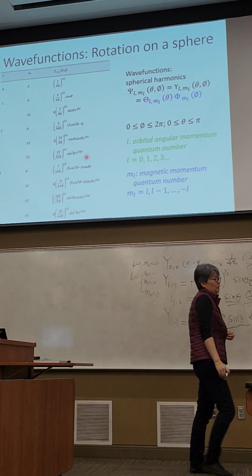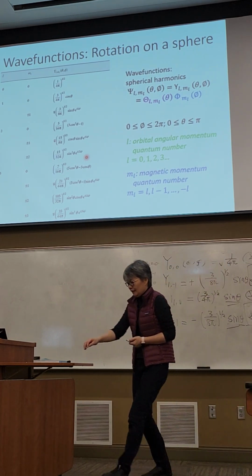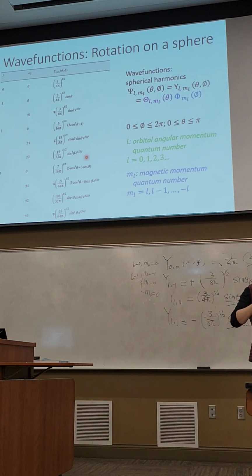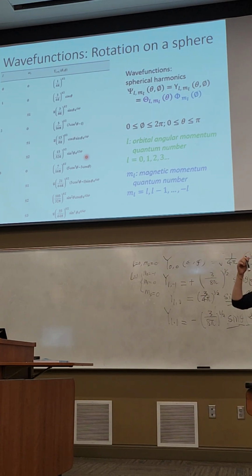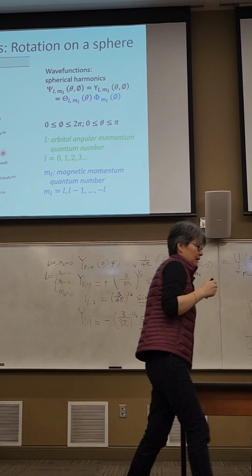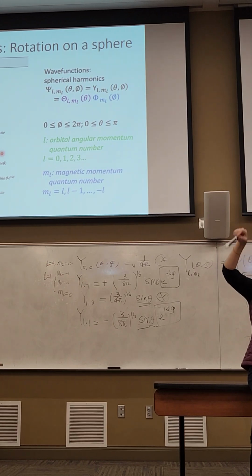Orbital angular momentum quantum number. Okay, so why do we say orbital? You know we have Earth and Sun. How does the Earth move? Right? So the Sun is here. The Earth orbits around the Sun. So it has this orbital motion.